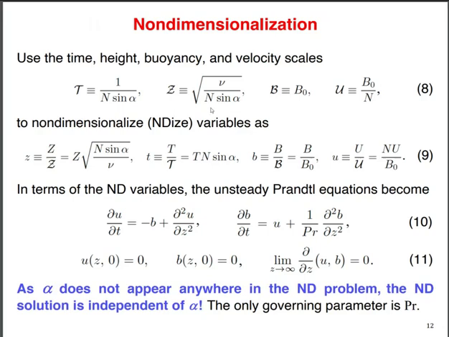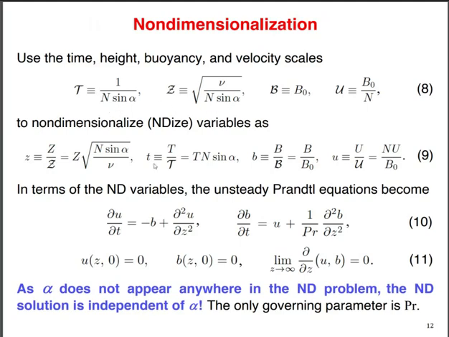Okay. So you non-dimensionalize your variables using scales, and then in terms of the non-dimensional variables, ND meaning non-dimensional, this is what the unsteady Prandtl setting looks like. So you've got your two governing equations that we've seen before, but now they're non-dimensional, and then your boundary conditions are here. And what you'll notice about the non-dimensional problem is that alpha, your slope angle, does not appear anywhere in it.